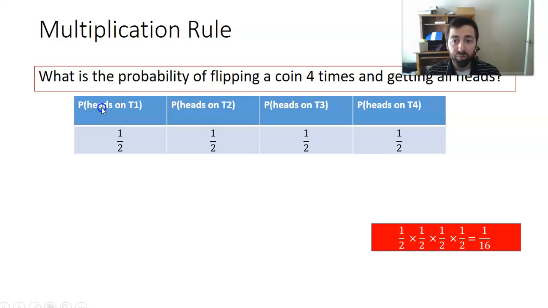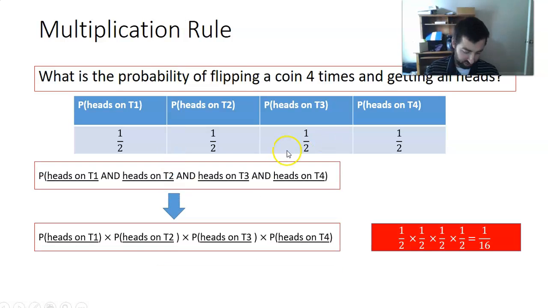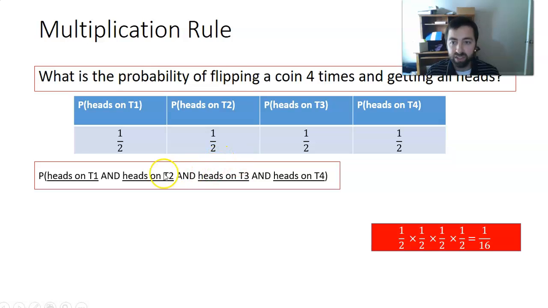So what's the probability that somebody gets heads on T1, trial 1? 1/2. What's the probability that somebody gets heads on T2, or trial 2? 1/2, and so on. Every time you flip a coin, you always have a 1/2 chance, or 50% chance, of getting heads. Oh, sorry, got ahead of myself. So we're going to use this.